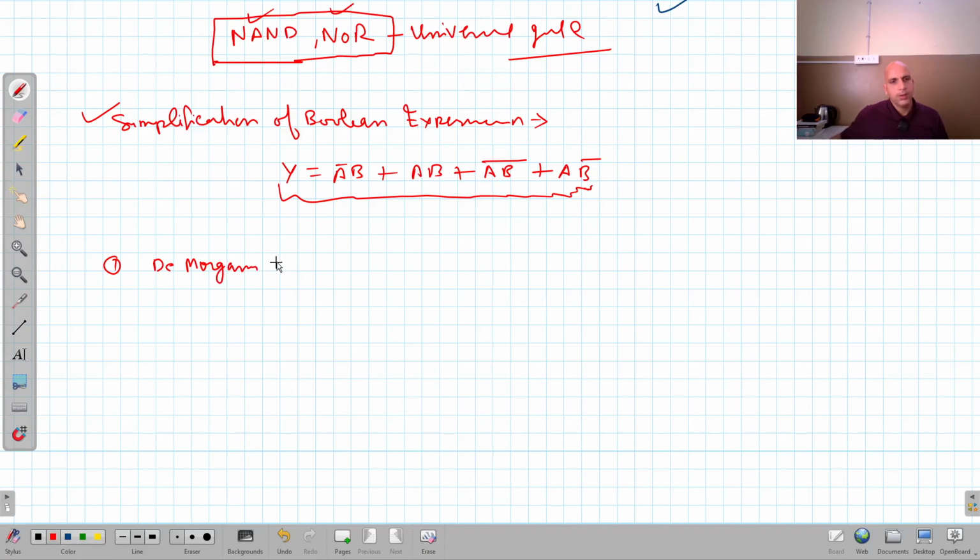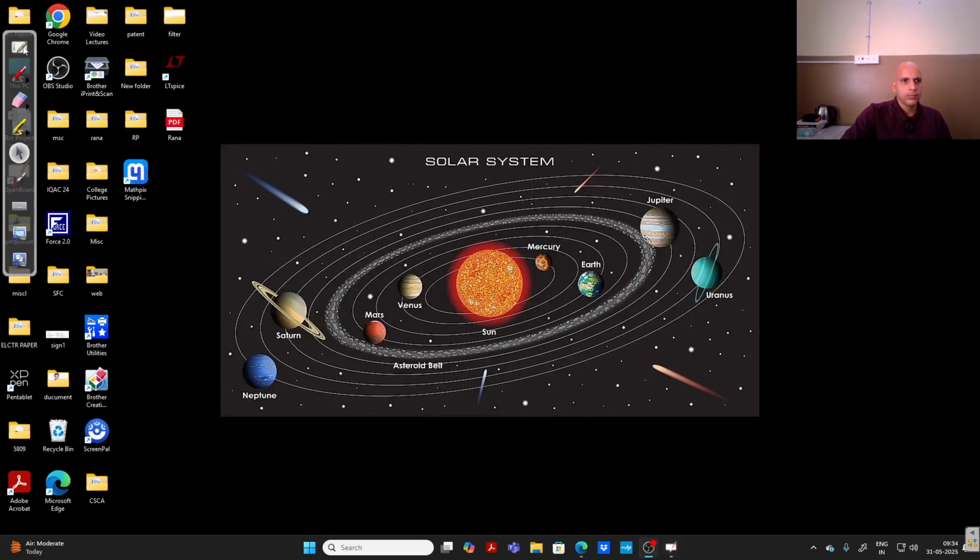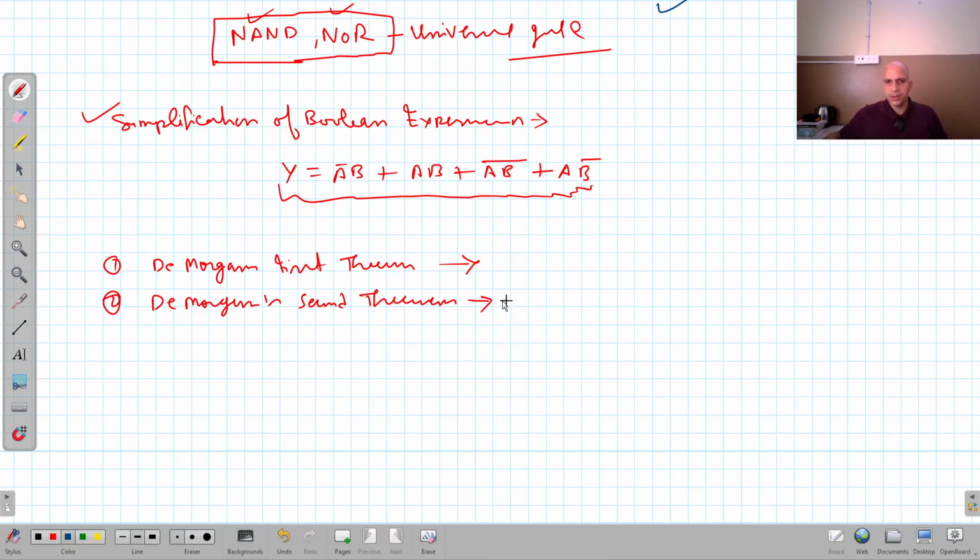De Morgan's first theorem or first law, and De Morgan's second. Right. So I am taking up these 2 theorems, De Morgan's first and second theorem, right? So according to De Morgan's first theorem, NOR gate, A plus B, NOR gate is equal to bubbled AND gate. A and B bubbled, right?